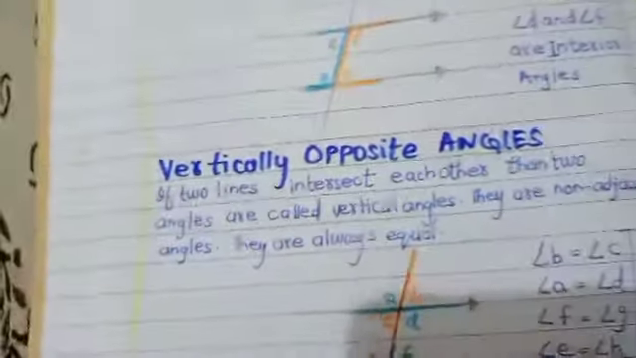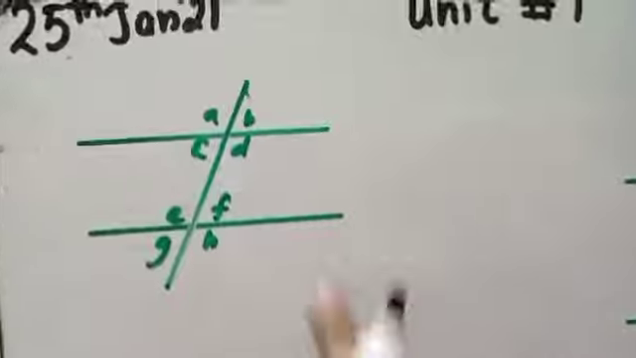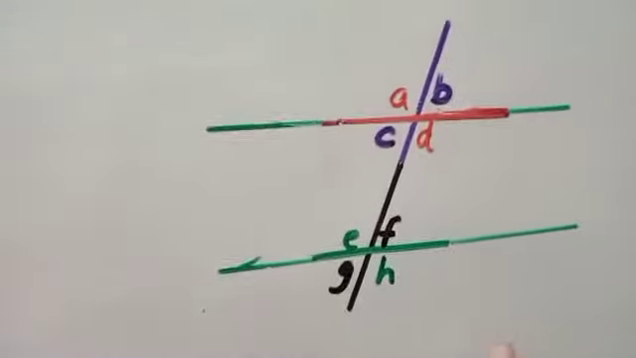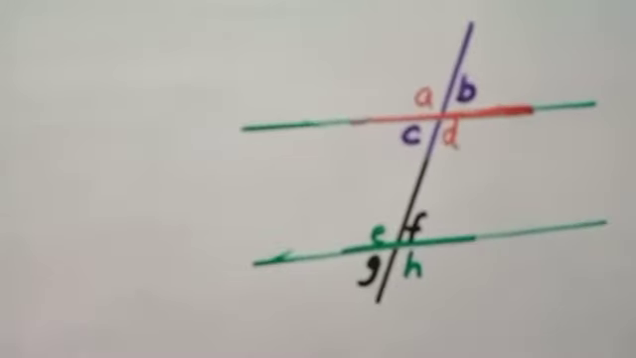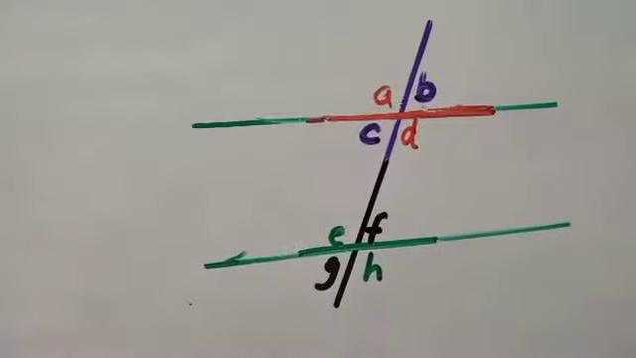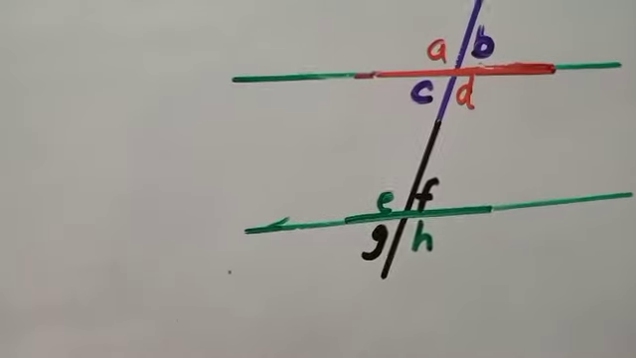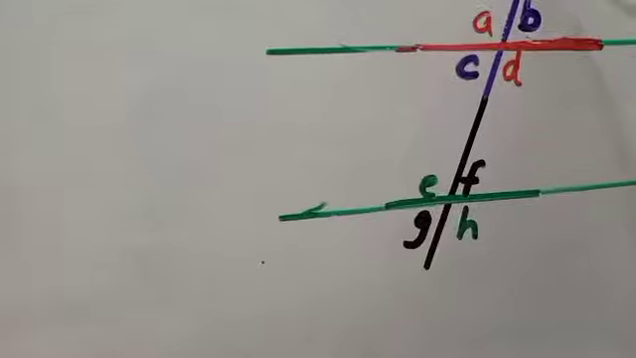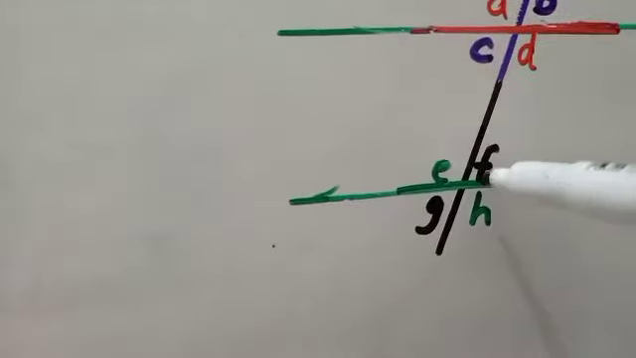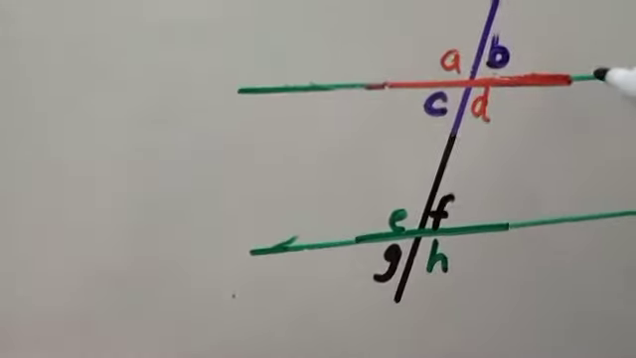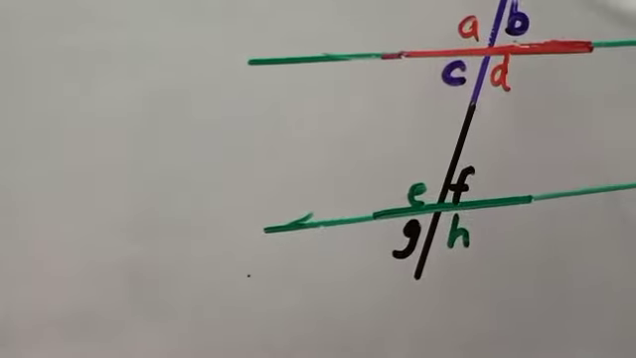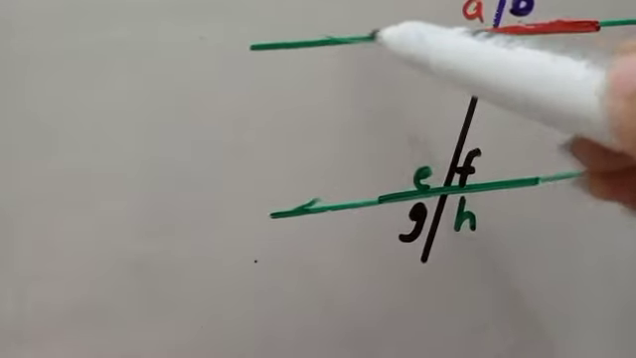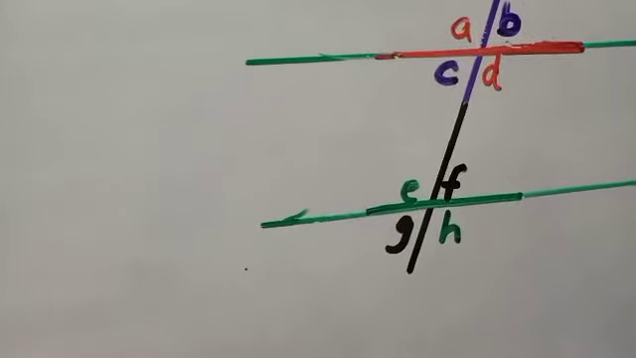Now let's look at the original figure to see what the vertically opposite angles are. This was the original figure, and now I have shown here what vertically opposite angles are. I told you vertically opposite angles lie on the opposite side of the transversal. If you look carefully, this and this make an X shape. This purple part and red part, they are making an X shape.